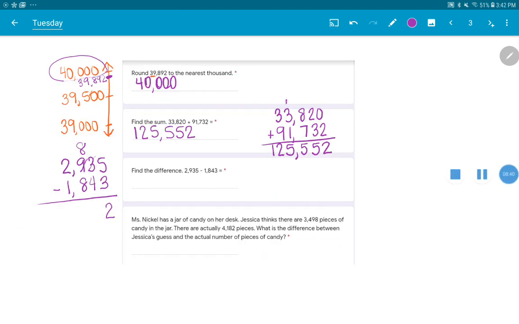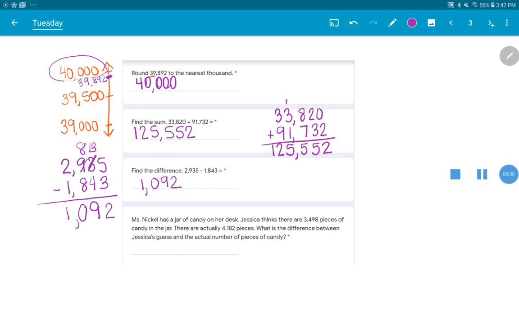And if I exchange those hundreds, that would be 10 tens. If I add 10 to the 3 that I already have, that gives me 13. So 13 minus 4 is 9. 8 minus 8 is 0. And 2 minus 1 is 1. So my answer is 1,092.